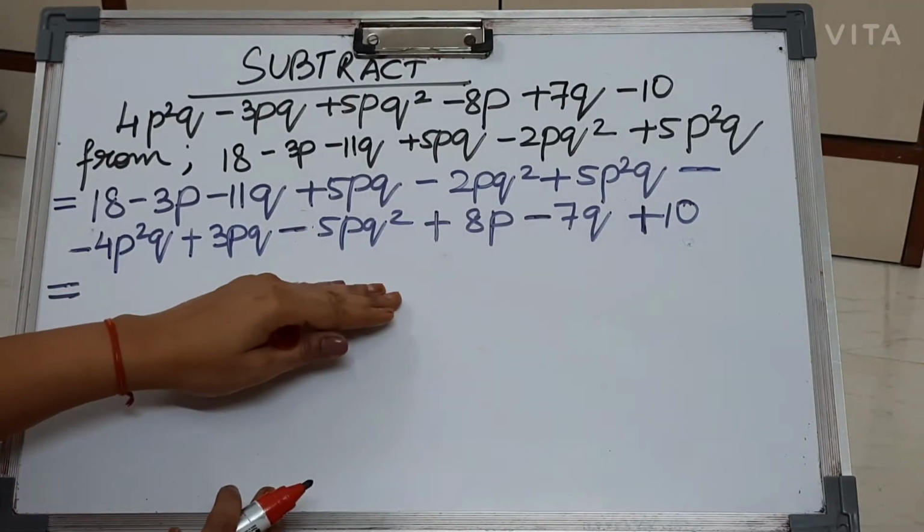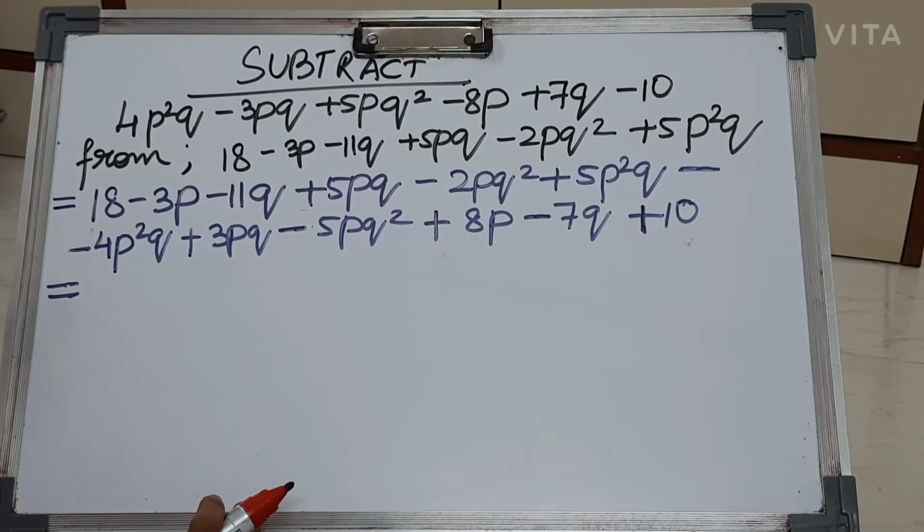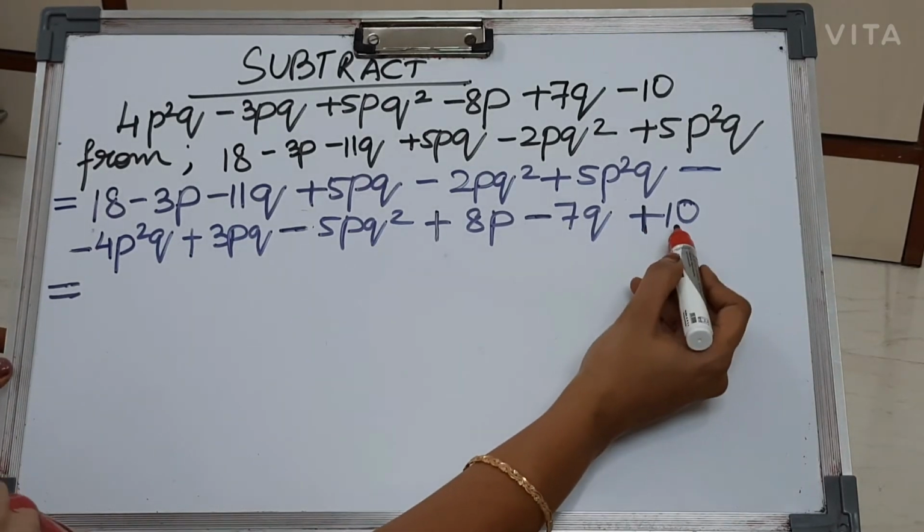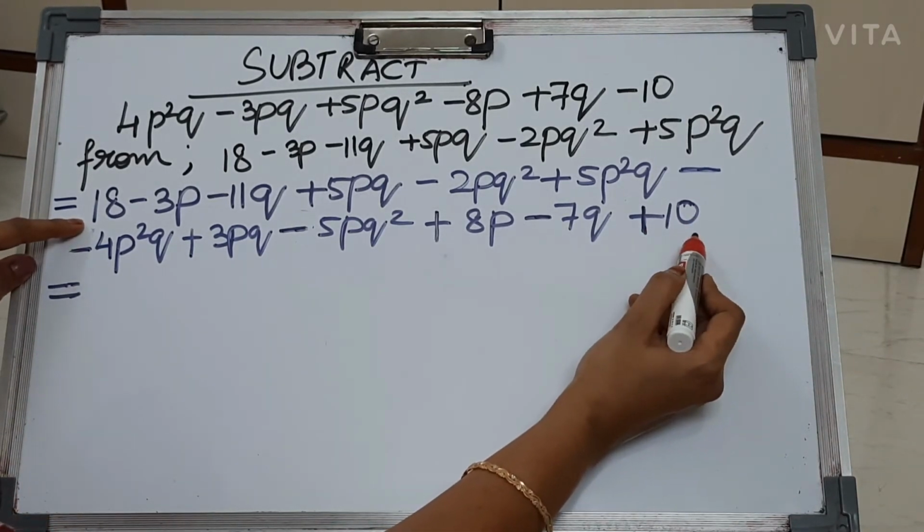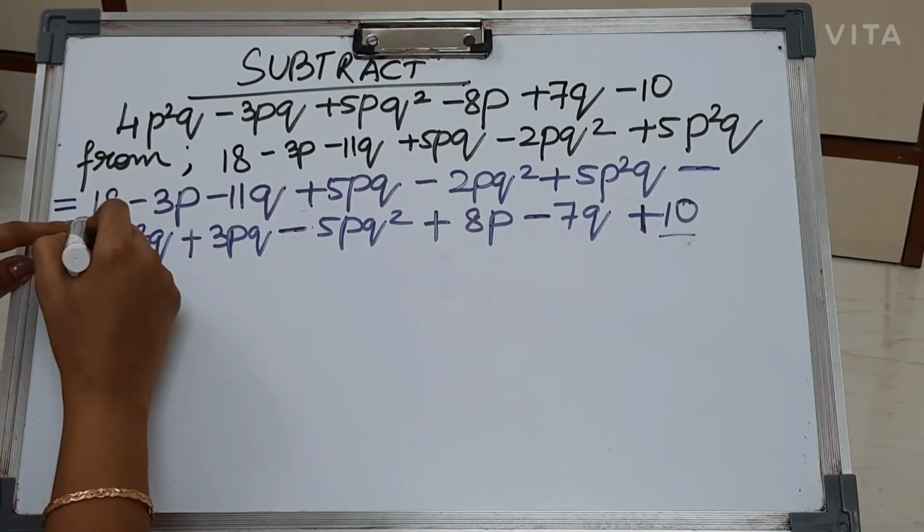Now this is the second step here. Now we will check for the like terms. Now what is there? 18 and 10. So 18 plus 10 will be what?